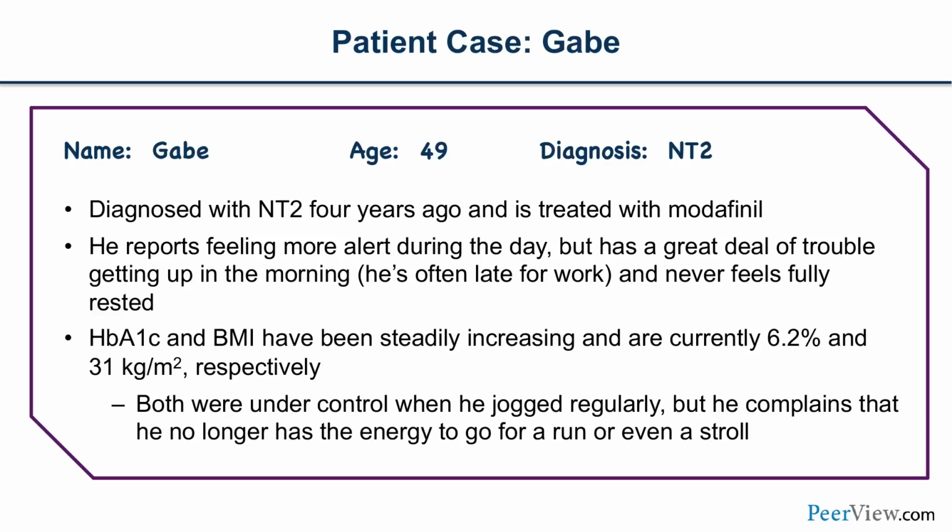His hemoglobin A1C and BMI have been steadily increasing. Remember, we talked about endocrine changes and obesity and narcolepsy, and they're currently 6.2% and 31 kilograms per meter squared, respectively. Now, both of those were under pretty good control when he had more energy and he worked out regularly, but now he complains that he no longer has the energy to go for a run or even a stroll. And oh, by the way, his Epworth score is 14.